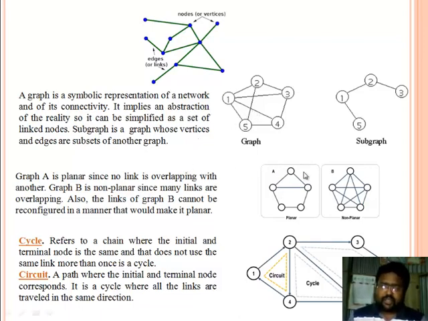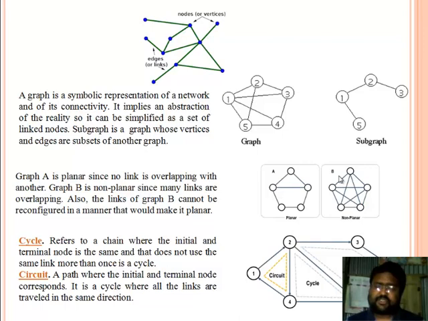Now look at this image. Image A is an image of a planar graph, and B is an image of a non-planar graph. So what do we understand by a planar graph? Graph A is planar since no link is overlapping with another, and graph B is non-planar since many links are overlapping. So simply, a planar graph is one where all the intersections of two edges are a vertex.